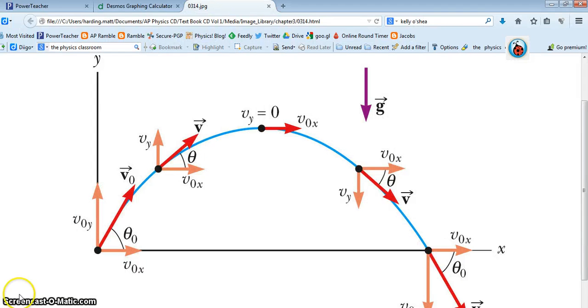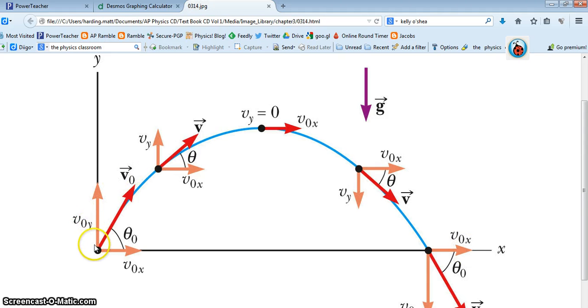This is an illustration from the text, and again it's just showing that the horizontal part of the motion, represented by this arrow here, VOX, so the original horizontal velocity, that part of the motion is constant. Okay, so if you can imagine, this is like a motion map but in 2 dimensions. We're always drawing the same arrow length for the horizontal velocity.